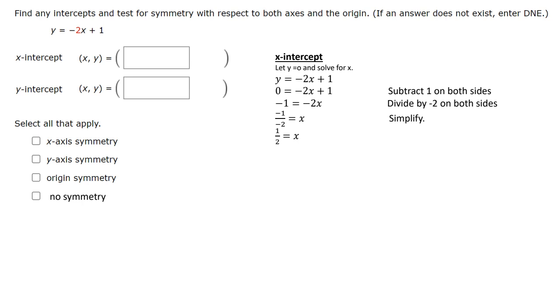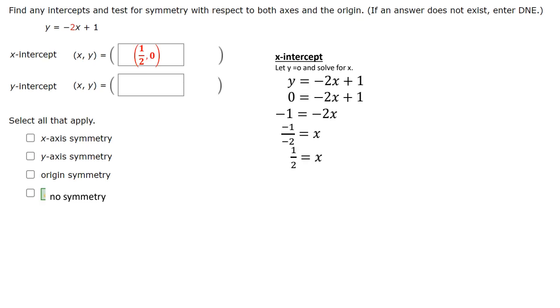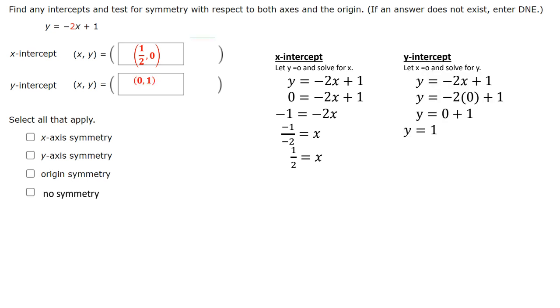Again, this is the equation format of the x-intercept. To plot it here on our page, it's asking us to write it as an ordered pair. So then again, my x value for my ordered pair is 1/2, and the y value here was 0. Okay. Now to find the y-intercept, I need to set x equal to 0, then solve for y. So let's go ahead and do that.